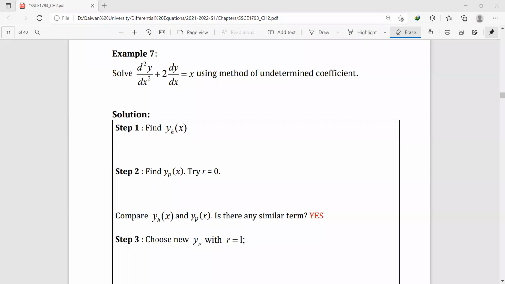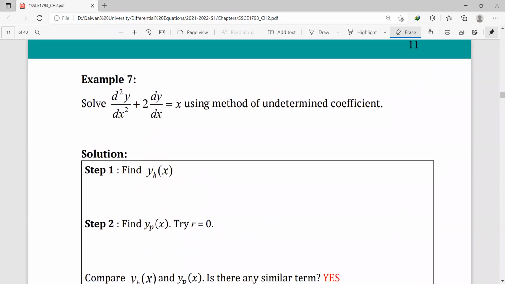We now have another example. We have given this second order differential equation. It says d squared y by dx squared plus 2 dy by dx equals x. It says by using the method of undetermined coefficients, solve this differential equation. In undetermined coefficients, we find the homogeneous solution and the particular solution, and then we add the solutions, and it will be the general solution for the differential equation.